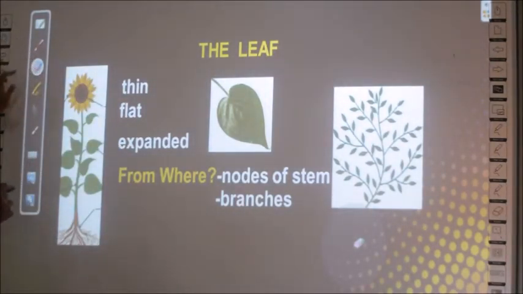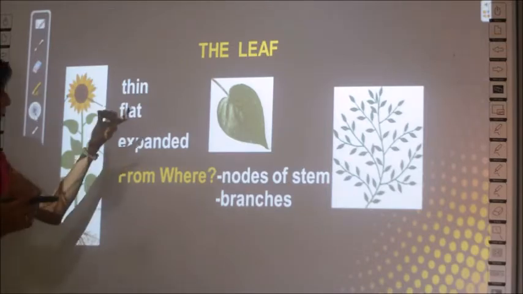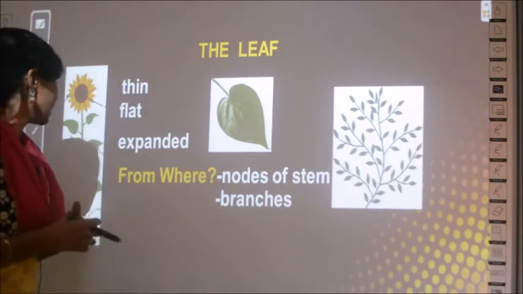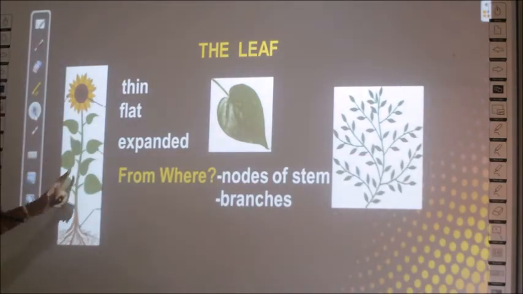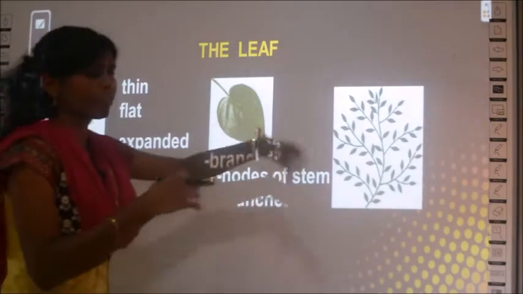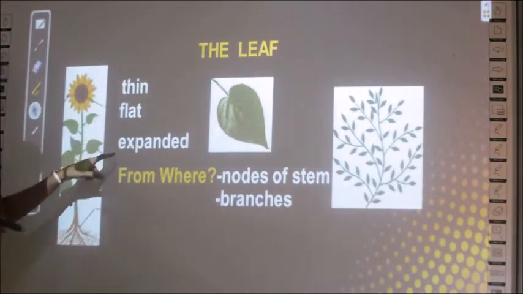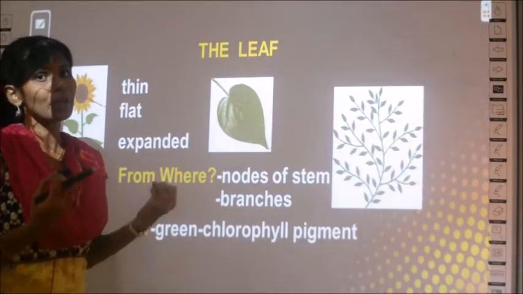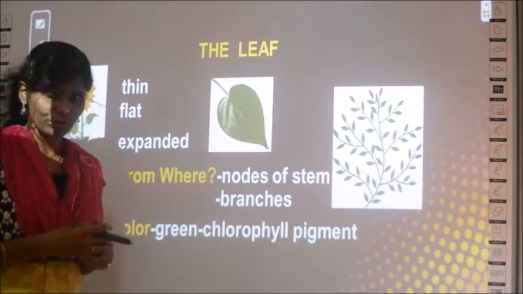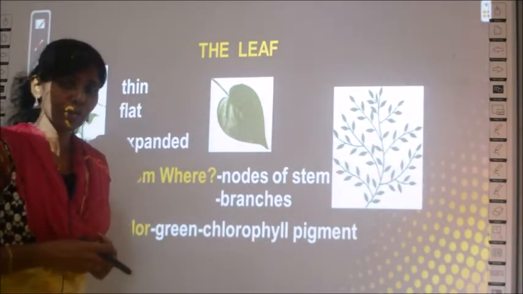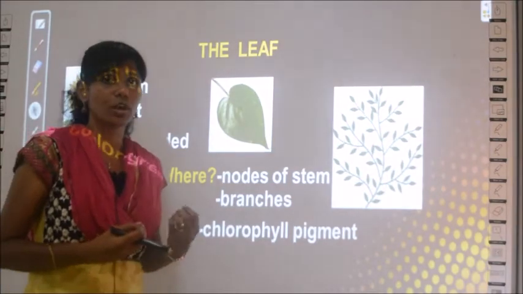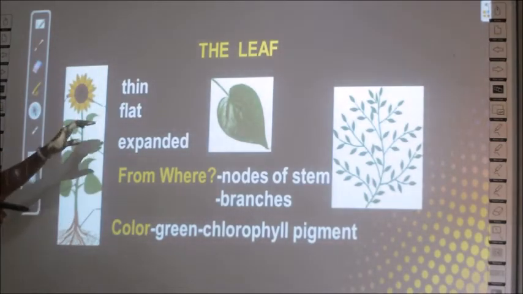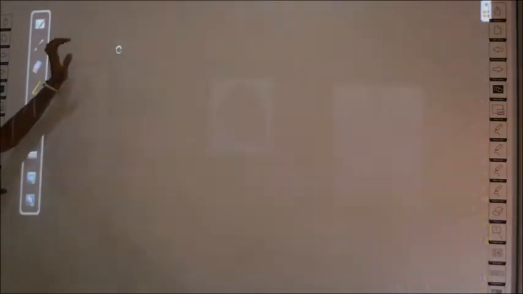So in this slide what have we studied? We have studied that the leaf is thin, it is flat, and it is expanded, and also from where it arises, it can be either directly from the nodes of the stem or from the branches. Okay. And one more property here is the leaves are green in color. Leaves are green in color because they have the pigment called chlorophyll. And what is the nature or property of chlorophyll? It can carry out a process called photosynthesis. So this is all about the leaf, and next we learn about the detailed structure of a leaf.